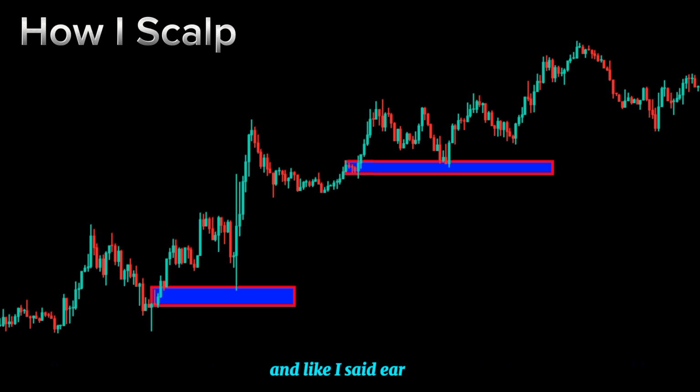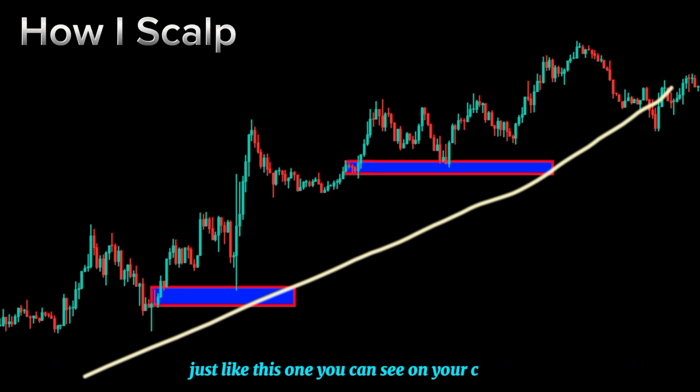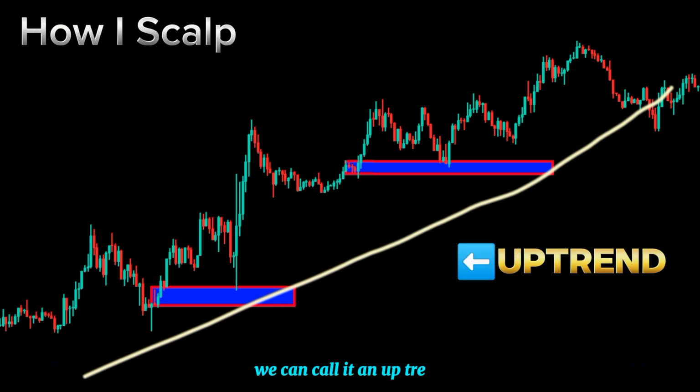And like I said earlier, the best time to scalp the market is when the market is in a trend, just like this one you can see on your chart. Identifying the trend is easy, as you begin to see lows and highs, depending on the trend. And the market on the chart, we can call it an uptrend, because we can see the market trending up and forming higher lows and higher highs.